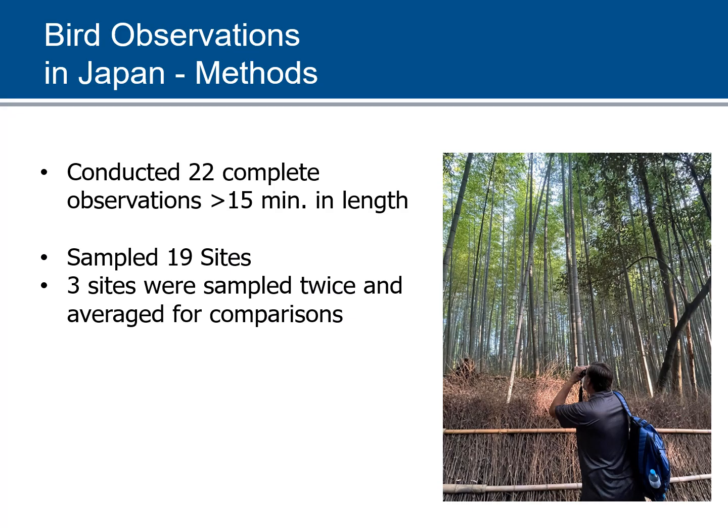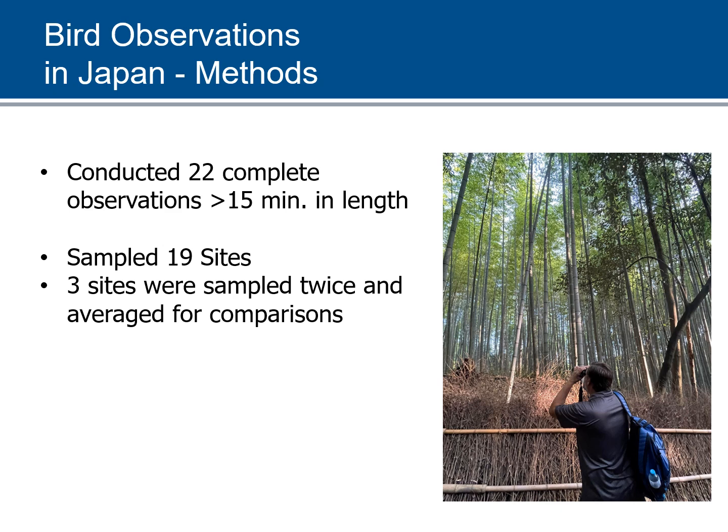So in Japan, I conducted 22 observations that were complete, where I was able to identify all of the birds and report all of the birds that I saw. And these were observations that were more than 15 minutes in length. In doing it, I found that with shorter observations, it was sort of hit or miss whether you saw them. But in general, if you watched for 15 minutes, you got a good idea of most of the birds that were there. I sampled 19 sites.